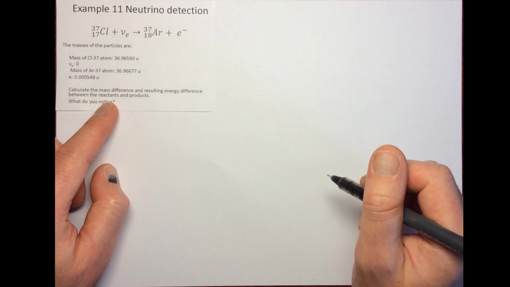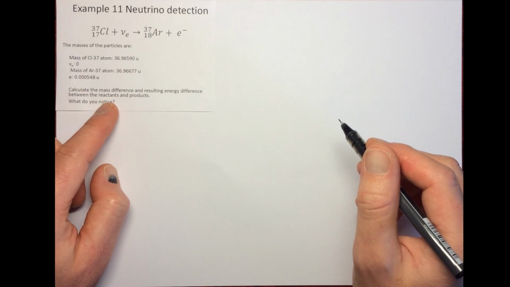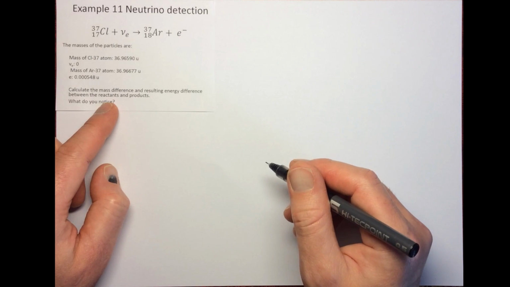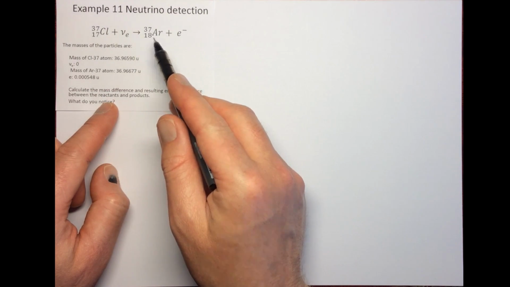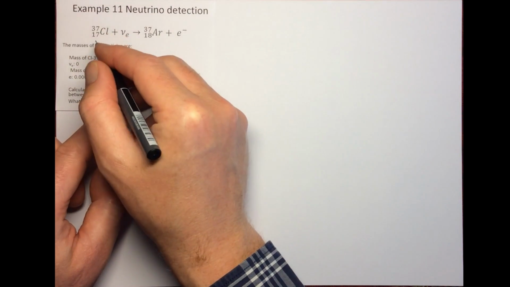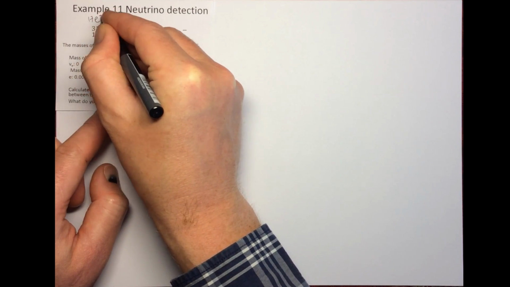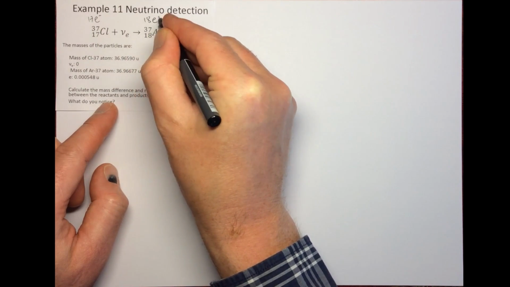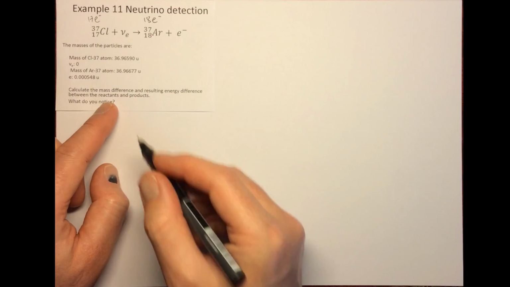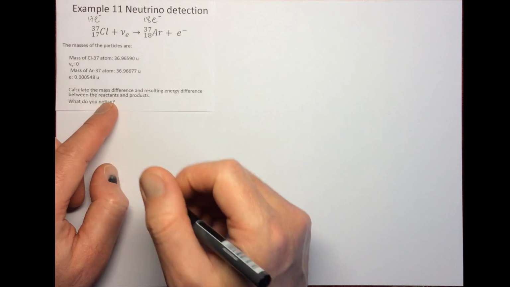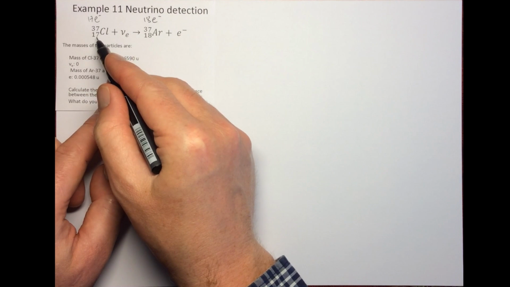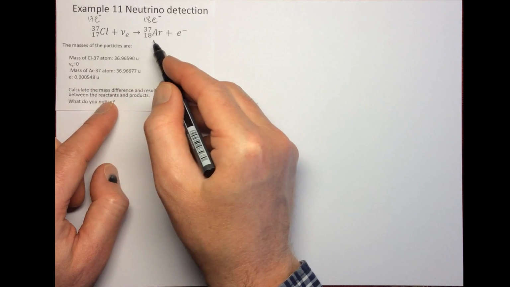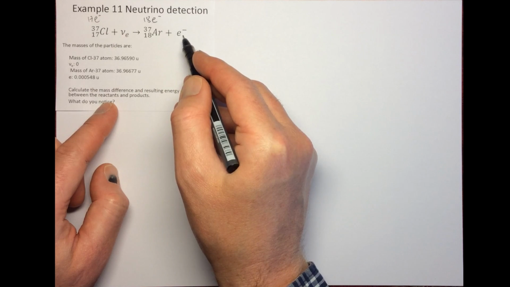This is unusual. You don't normally get this type of question in the exam, but I'm going to show you how to do it anyway, okay? So the problem is this: we're given the mass of the chlorine atom and the mass of the argon atom. Now, the mass of the chlorine atom assumes that this has got 17 electrons, and it assumes that this has got 18 electrons. Okay, so we've got an extra electron being picked up on this side. This electron here is as a result of a neutron being converted into a proton and an electron.